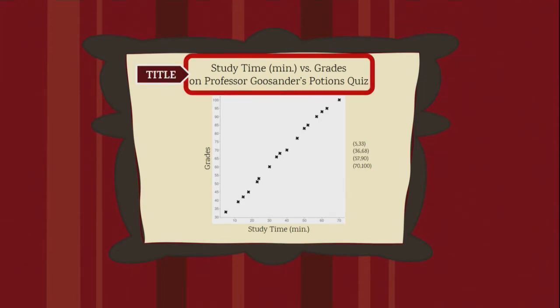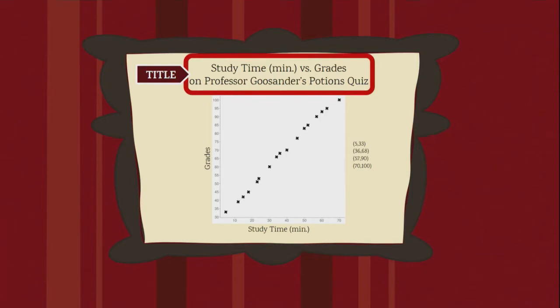So we have the title, Study Time versus Grades on Professor Goosander's Potions Quiz. So we're going to compare these two sets of data, time spent studying and the grades that the students got, right? You can see over on the right-hand side, I have tossed in just 4 points for us to use. I didn't include all the points. You can see there's a lot of little X's on here, each one would represent a student. I've only included 4, okay?